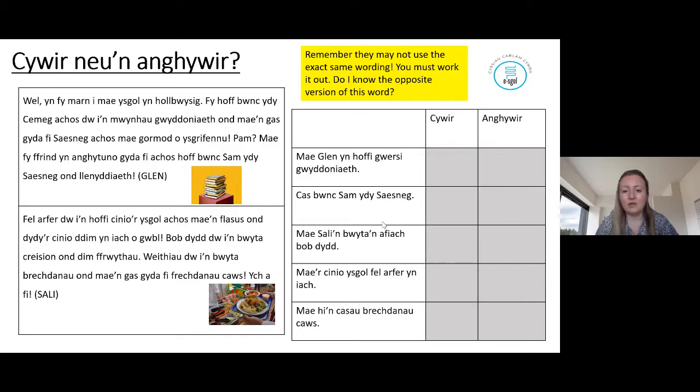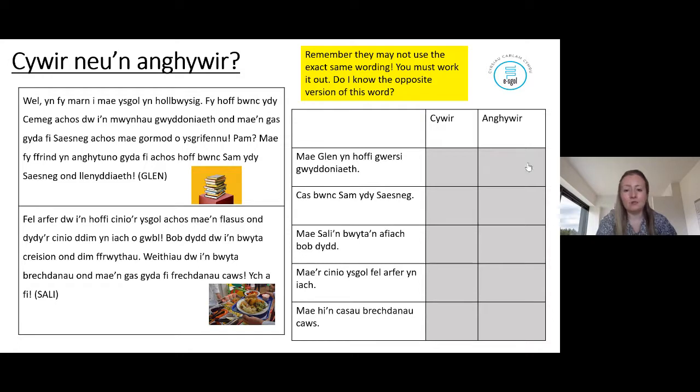Rhif 4 wedyn, mae'r cinio ysgol fel arfer yn iach. The school dinners are fel arfer, usually healthy. So what you need to do now is go to the text again, look at what it says about iach. So look for cinio and iach in the same sentence. And it says, usually the school dinners are tasty, but, and this is where it gets confusing because the sentence says, dydi'r cinio ddim yn iach. The dinner is not. So if you see dydi and ddim, you should be recognizing straight away that that's a negative. So it's not healthy. So are the school dinners usually healthy? Well, no, because she says that's anghywir. They're not healthy at all.